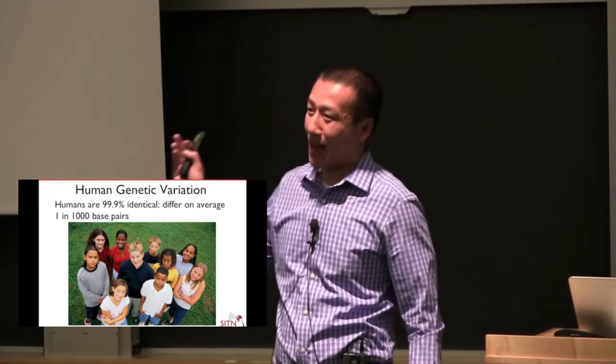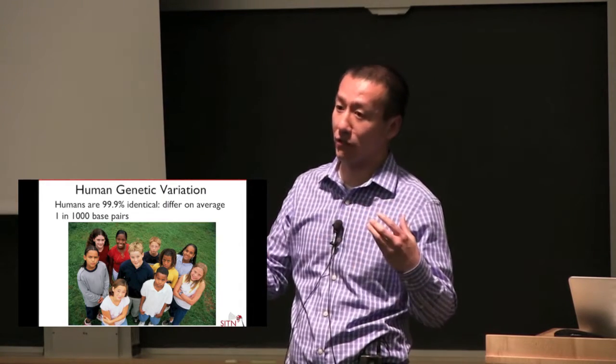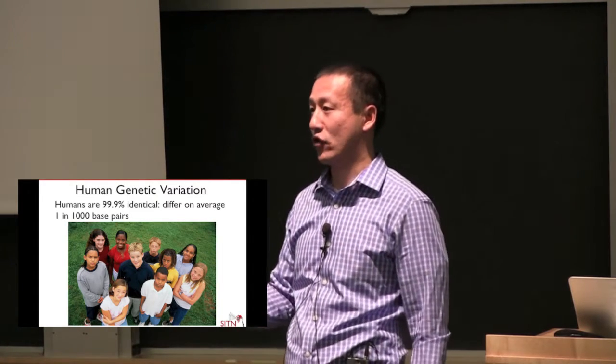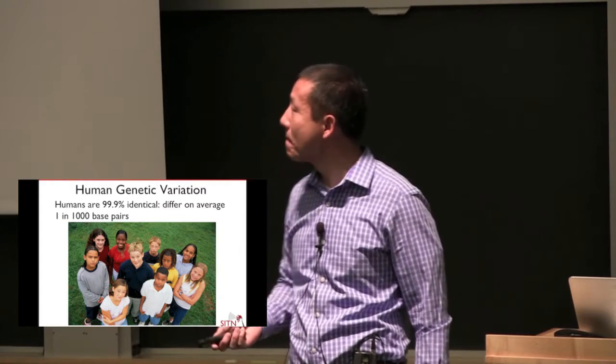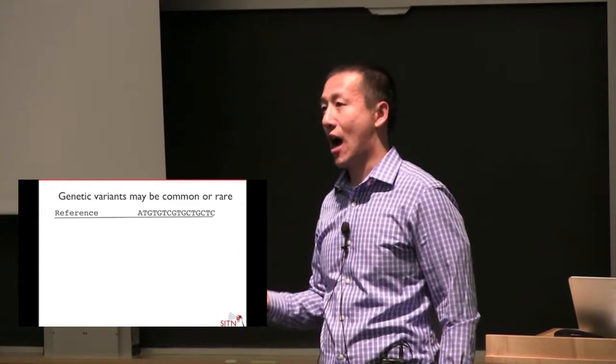And this is true across populations. Genetic variation is largely shared across populations. So we're much more similar than we are different. And that's really important to remember as you think about genetic differences between populations. And genetic variants can also be common or rare.